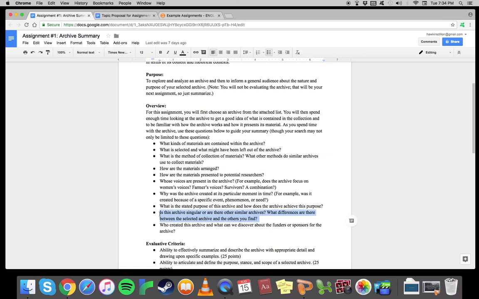Is the archive singular, or are there other similar archives? What differences are there between the selected archive and the others you find? So look at this archive and maybe think, what are some similar archives? If there is an archive for the Tulsa riot, maybe there are archives for not other Tulsa riots, but other riots similar in nature. I don't know, maybe the Rosewood riots. If you know what Rosewood is, it's a very similar event to the Tulsa riot. Or other archives dealing with Black experience in America. And also, who created the archive, and what can we discover about the funders or sponsors of the archives?